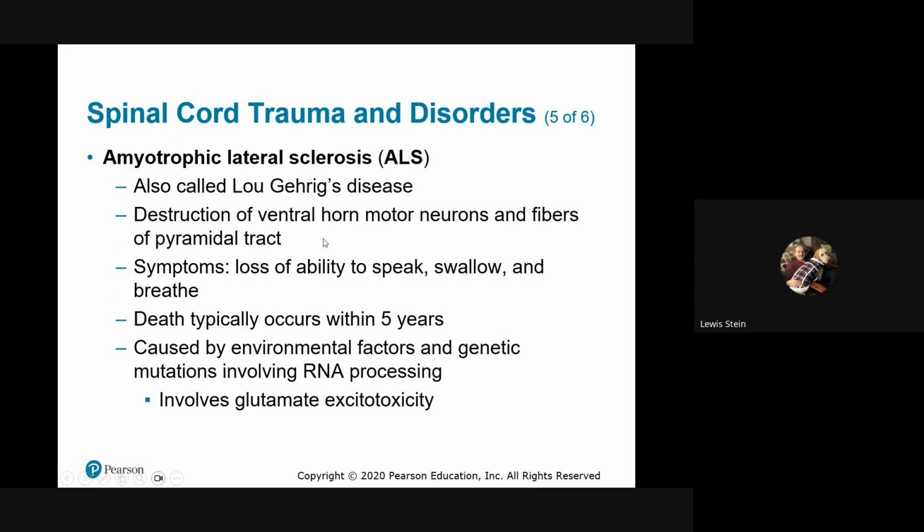It destroys both the ventral horns and the pyramidal tract, and the tragedy of it is the brain is intact. You're totally cognizant, but your ability to control your muscles, speaking, swallowing, breathing, five years, environmental, and we think it involves glutamate. There are treatments that are available now. They are progressing with it. Whether or not these folks, Stephen Hawking, the very famous, the Isaac Newton chair physicist, he had it and lived probably into his early 70s, quite long.